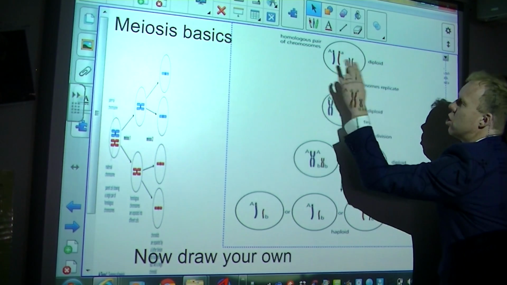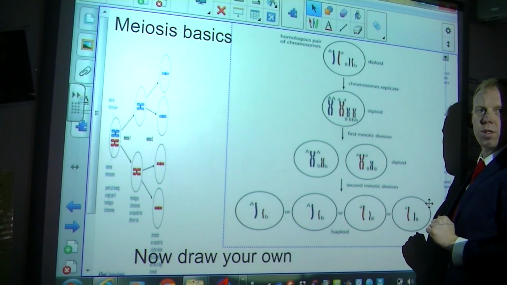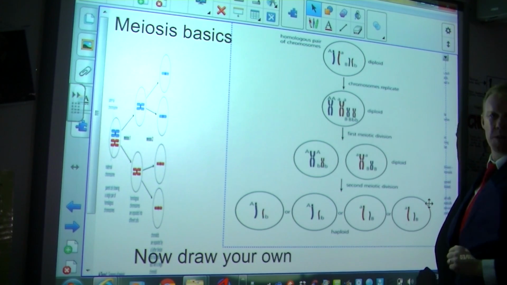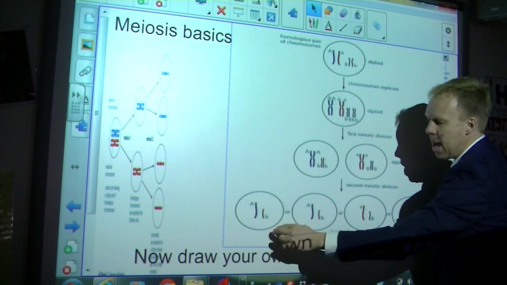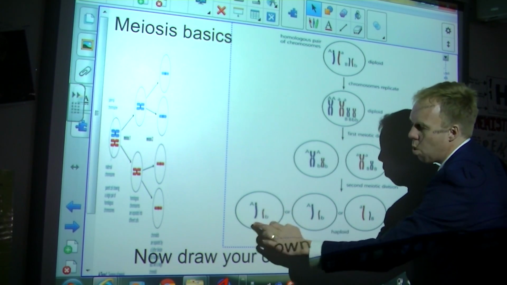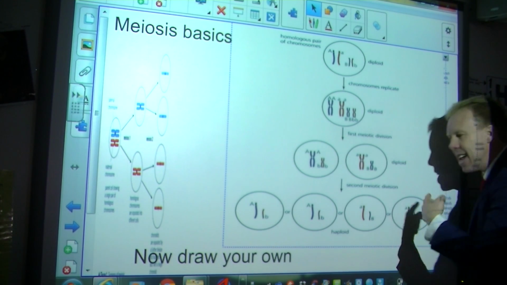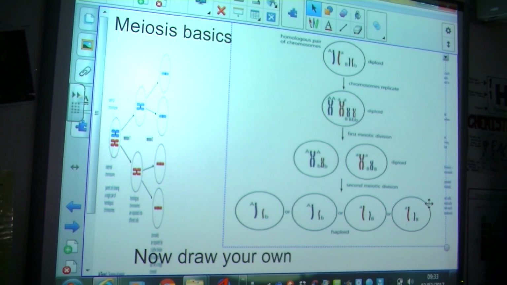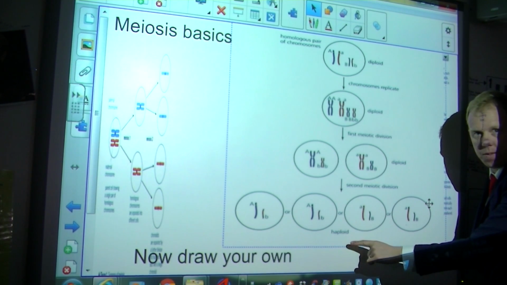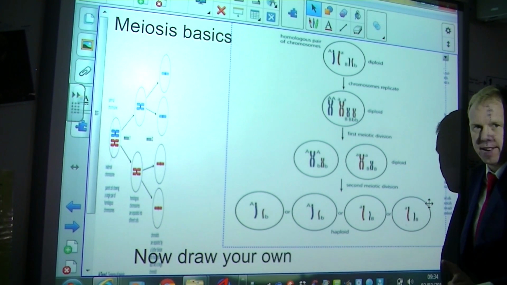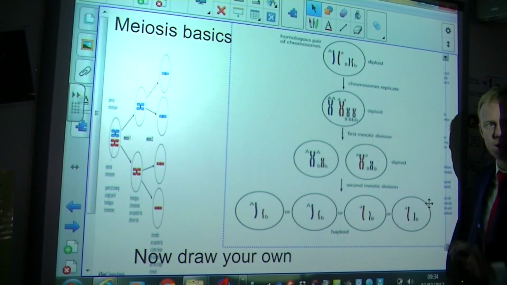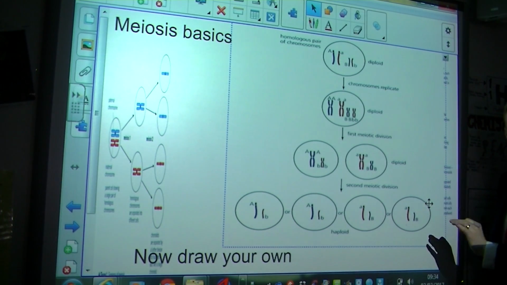There were 2 chromosomes type A, 2 chromosomes type B. Down here in this daughter cell, 1 chromosome type A, 1 chromosome type B. Gametes are said to be haploid or N. And that's the basics of meiosis.